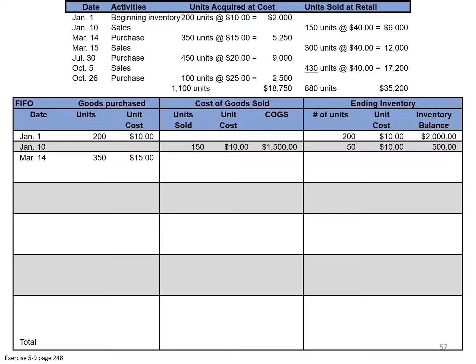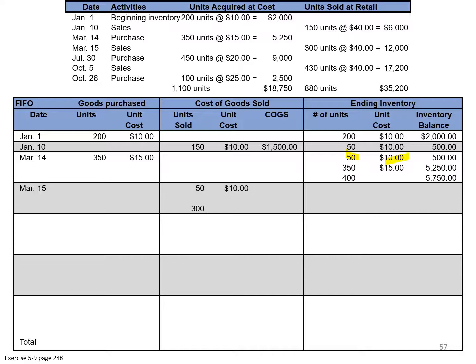Then on March 14th, we purchased 350 units at $15 each. So we have our 50 at 10 plus our 350 at 15, total of 400 units at a cost of $5,750. So then on March 15th, when we make that sale of 300 units, we're going to sell our first units first. So we're going to sell 50 at the $10 first, right?